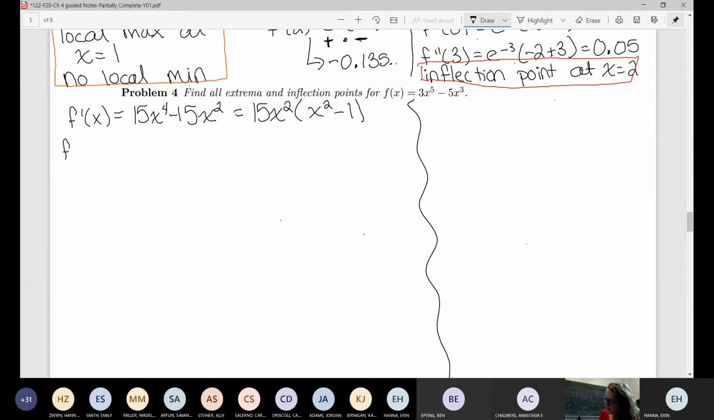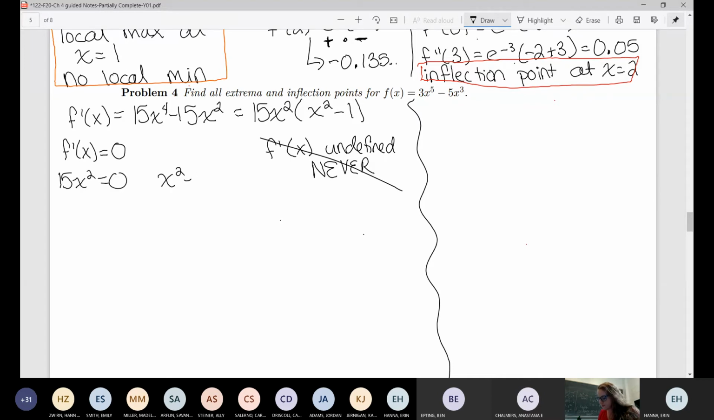We need to set that equal to 0 and talk about if it's undefined. It's not undefined. Again, it's very rare, especially for the caliber of questions that we see in this class, to have that happen, but it needs to be considered. Since we have a product of things, we set those pieces equal to 0 separately. We'll get x equals 0, and x squared is 1, so x is plus or minus 1.